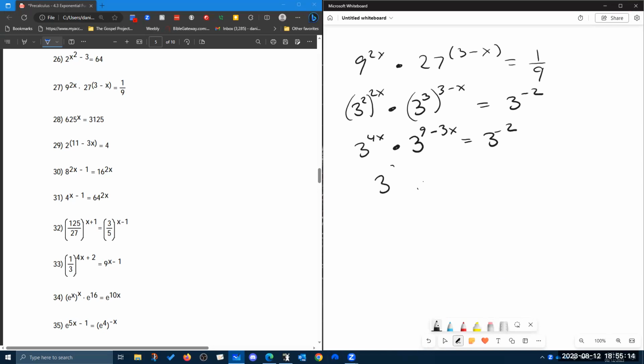3 to the 9 plus x is equal to 3 to the negative second. 9 plus x equals negative 2. x equals negative 11.